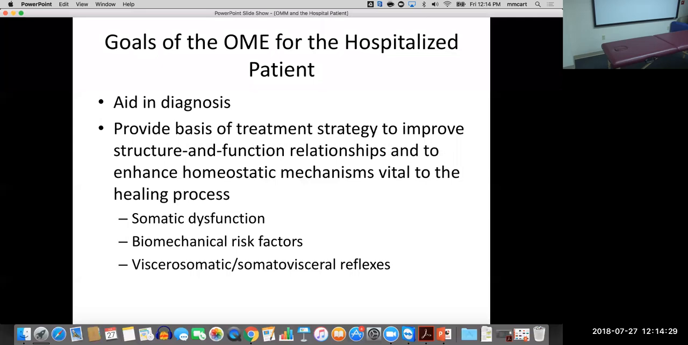It's supposed to aid in your diagnosis. So as you have patients and you don't have a clear diagnosis, then you want to include your musculoskeletal evaluation and your understanding of the autonomic nervous system as part of your diagnostic process. And if you do find significant musculoskeletal findings on your osteopathic exam, then you're probably going to target some of the somatic dysfunction you found in order to help the patient heal and recover faster while they're in the hospital. So you're going to target somatic dysfunction, some biomechanical risk factors, and the autonomic reflexes. Those are the goals for why we do the exam.